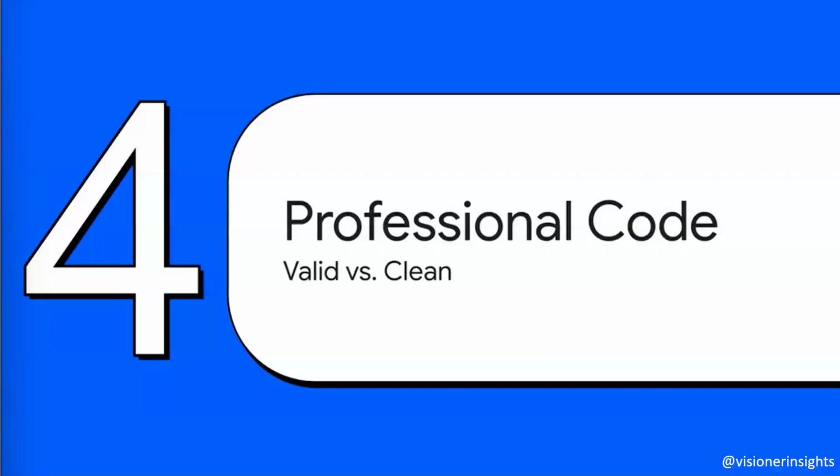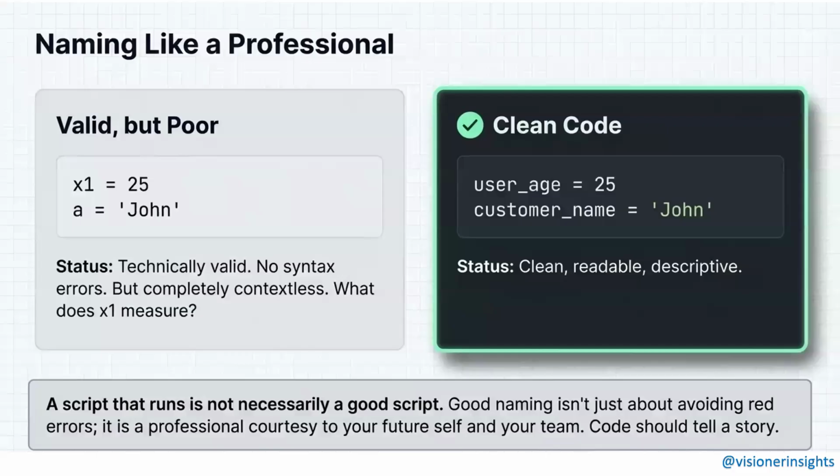So let's wrap this all up by talking about what it means to go from just writing code that works to writing code that is clean, descriptive, and frankly, professional. And this brings us to the final and most important takeaway of all. On the left, you see x1 equals 25. Is that valid? Yep. Does it run? Sure does. Is it good code? Absolutely not. It has zero context.